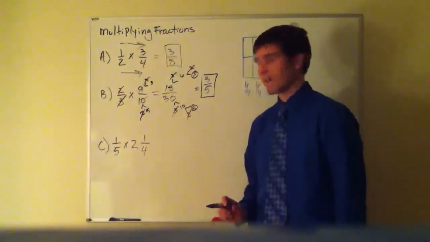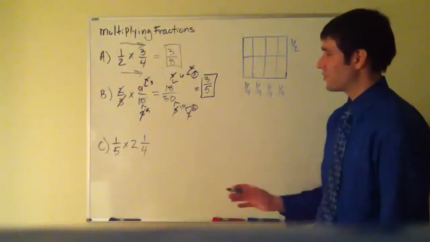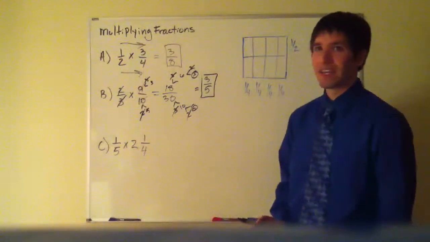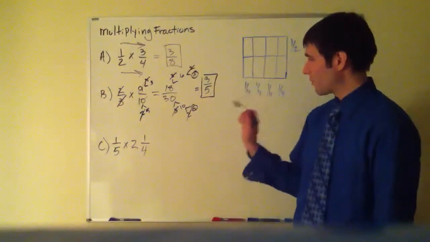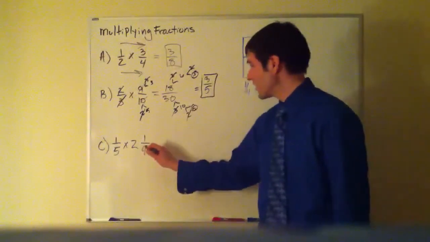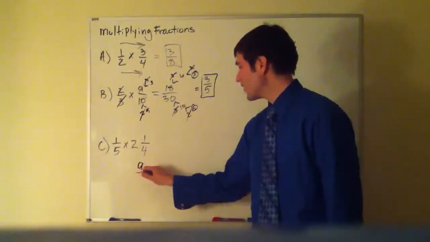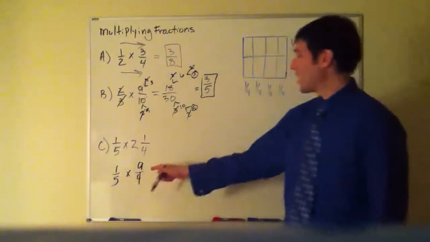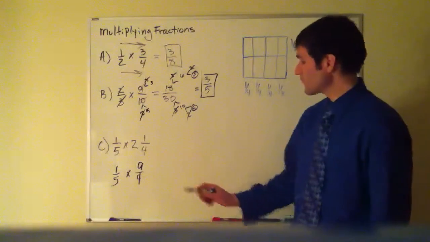Let's look at this one down here. I can multiply 1/5 times 2 and then multiply 1/5 times 1/4. To me, that seems like a lot of work. What I'm going to do is convert 2 and 1/4 into an improper fraction. 2 times 4 gives me 8, and add 1, I have 9/4. If you need help on how to convert a mixed number, please check out one of my other videos.